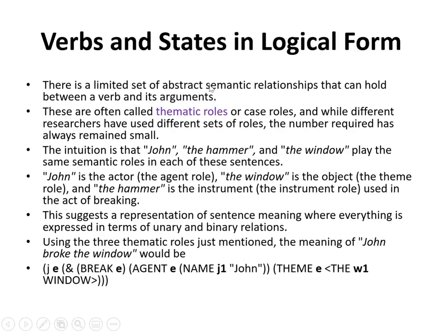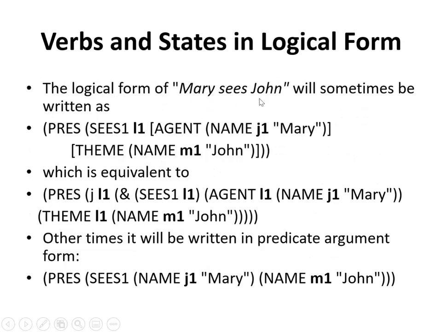So there is a limited set of abstract semantic relationships that can hold between a verb and its argument. They are called thematic roles or case roles, and different researchers have used different sets of roles. Here you can see that we have three things: John, the hammer, and the window. They are playing different thematic roles or semantic roles. Here John is the actor, so that is called the agent role. In Mary sees John, Mary is the actor who is seeing something. That's why we have written here agent.